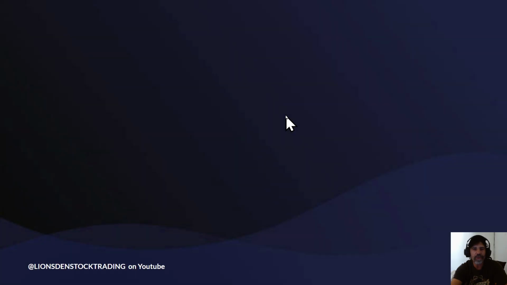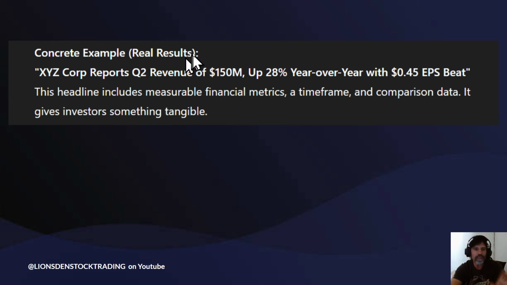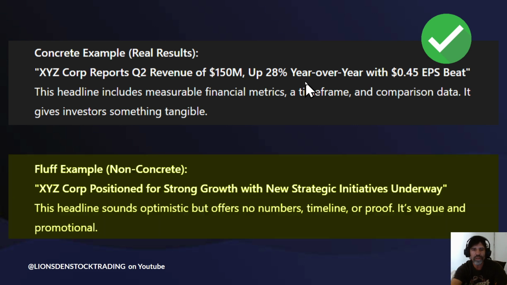So here's an example of concrete news. This is real bullish news. XYZ Corp reports Q2 revenue of $150 million, up 28% year over year, with $0.45 earnings per share beat. So that's a really concrete performance-based headline that's bullish. And this headline includes measurable financial metrics, a time frame, and comparison data. It gives investors something tangible. So this is concrete. So this is a check mark. That would be good news.